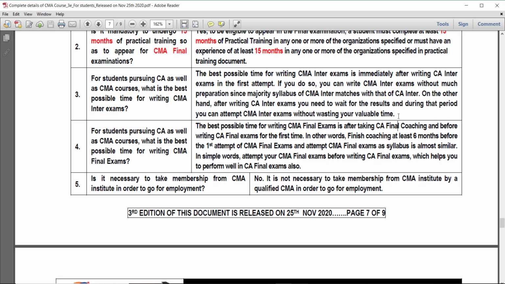Since you have knowledge of the CA inter syllabus, you just need to refer to the additional syllabus which is exclusively available in CMA inter. That will be around 10 to 20%. If you can get thorough with that 10 to 20% of the syllabus in the time span of these 20 to 25 days, then you can easily deal with CMA inter exams.